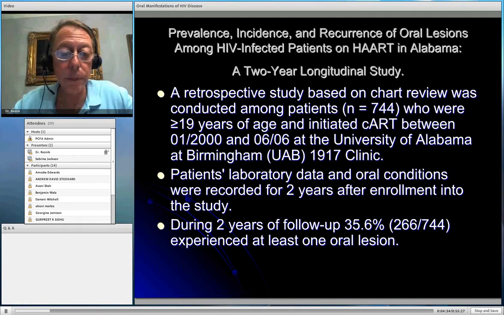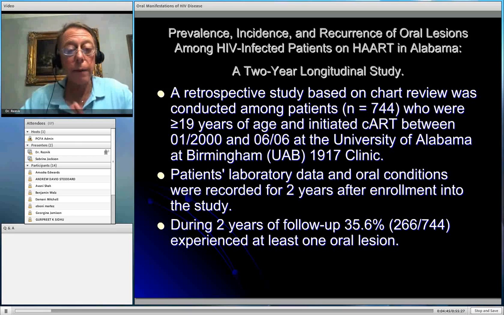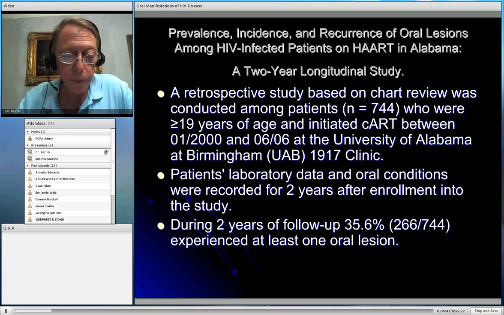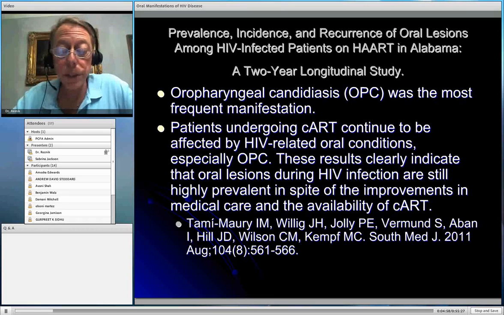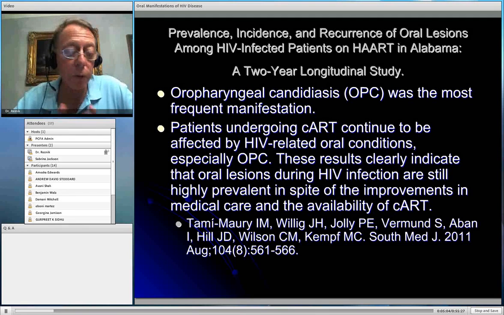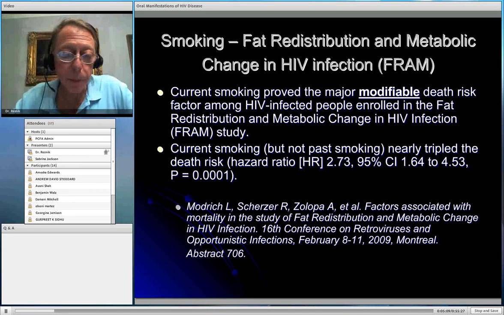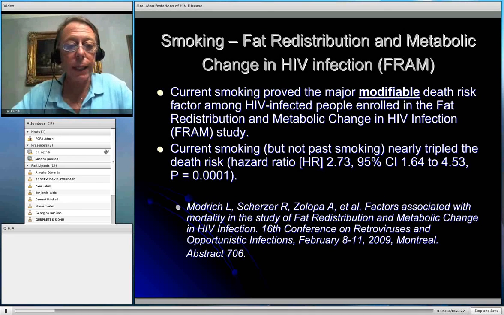The one study that I'm going to touch on a little bit was actually from colleagues and friends of mine at UAB in Birmingham. At their 1917 clinic, they looked at 744 patients over a two-year period of time, and during that two-year period, they found that a little bit more than 35% presented with at least one oral lesion. The most prevalent lesion that they saw was oropharyngeal candidiasis. So their conclusions were, we still are seeing oral lesions in the combination antiretroviral therapy era, now that this is more of a chronic disease, and there are some tricks about them that might be important. What does it mean when you see them? And hopefully we'll get into that a little bit.